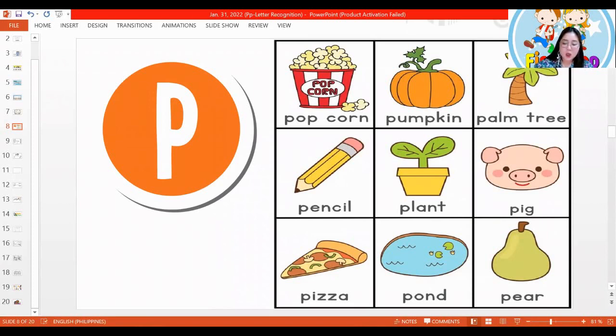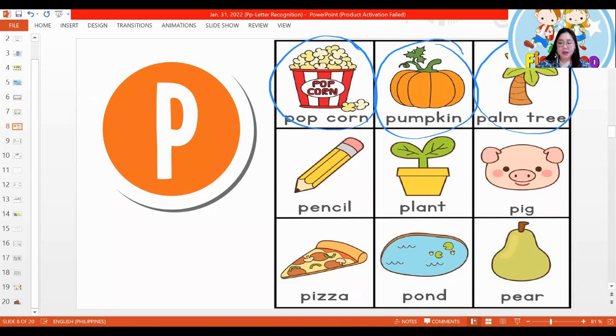This is, we usually eat this when we have movie nights. It's called popcorn. Very good. P is for popcorn. The next one, we have this. We usually see this when it's Halloween time. It's a pumpkin, and pumpkin is a vegetable. Next one, we have this. This is a special tree. It's called a palm tree.